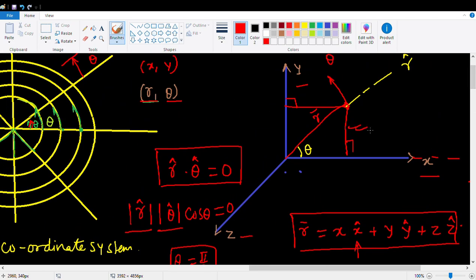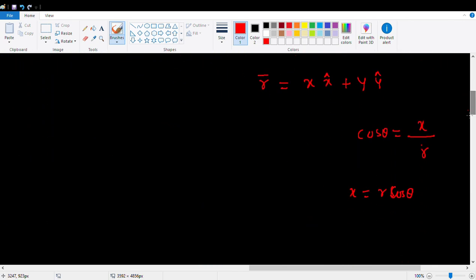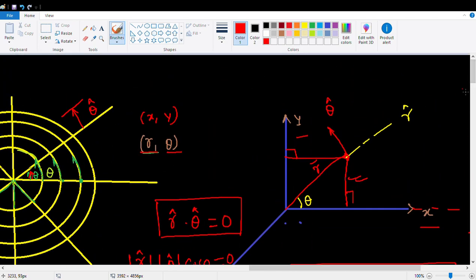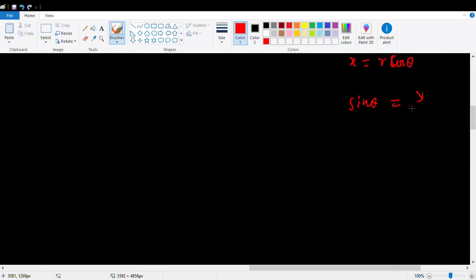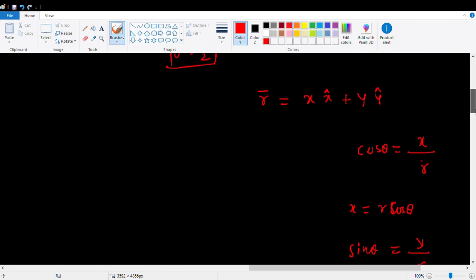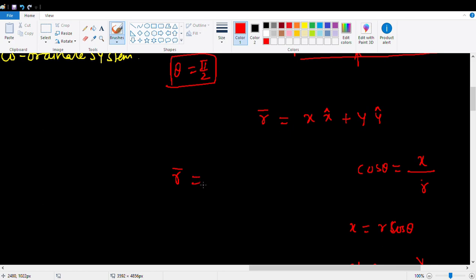Similarly, for this one, what I am going to use is sine theta. Sine theta is perpendicular over hypotenuse. This side is parallel to the y axis. So let's take the magnitude, that is y over r. R is my hypotenuse, so y is equal to r sine theta. Now I can write the r vector, in terms of these, as r cos theta x hat plus r sine theta y hat.